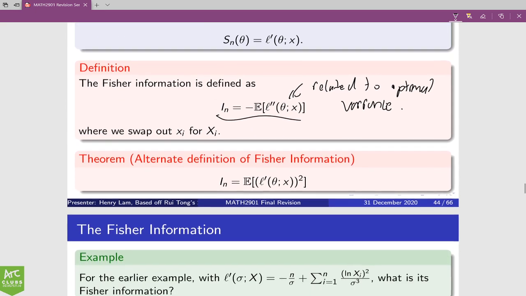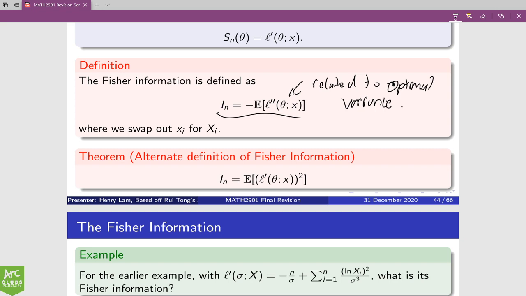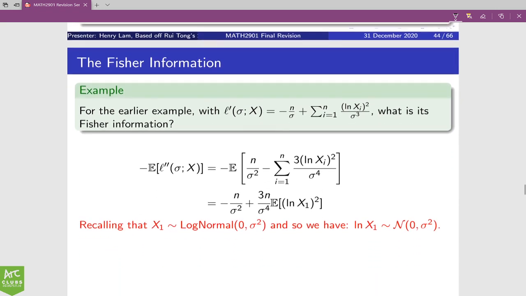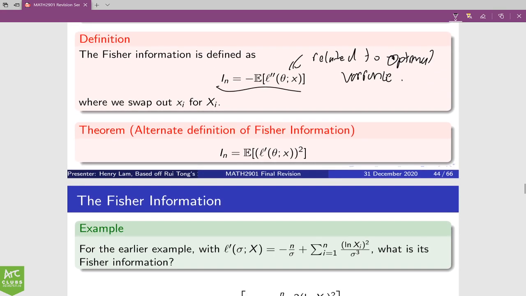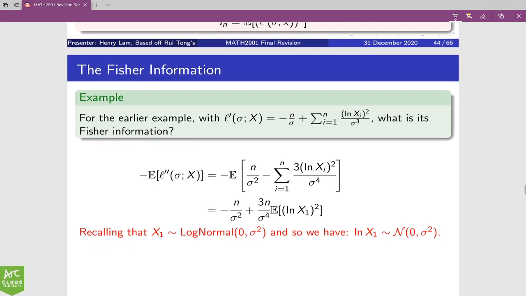Right? I think it's like the inverse of it, the reciprocal of it. Okay, so now let's suppose we want to find this thing, right? We want to find the Fisher information. So all you do is find the second order derivative.